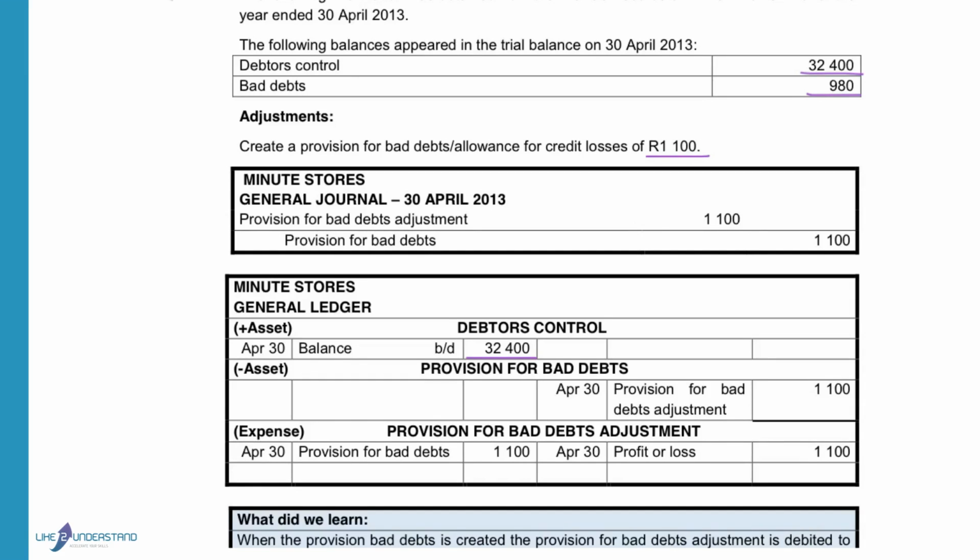Debtors is a positive asset. We want to reduce the asset with the amount that we will not receive in the future, so we have to create a negative asset. This debtors control and this provision for bad debts is actually one account. The debtors control is the debit side of the account, and the provision for bad debts, my negative asset, will reduce my debtors, and therefore the provision will always have a credit balance.